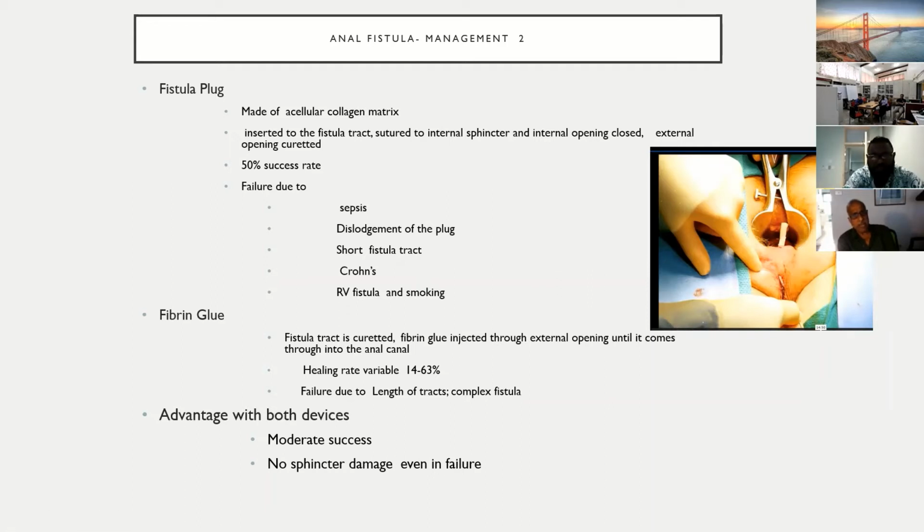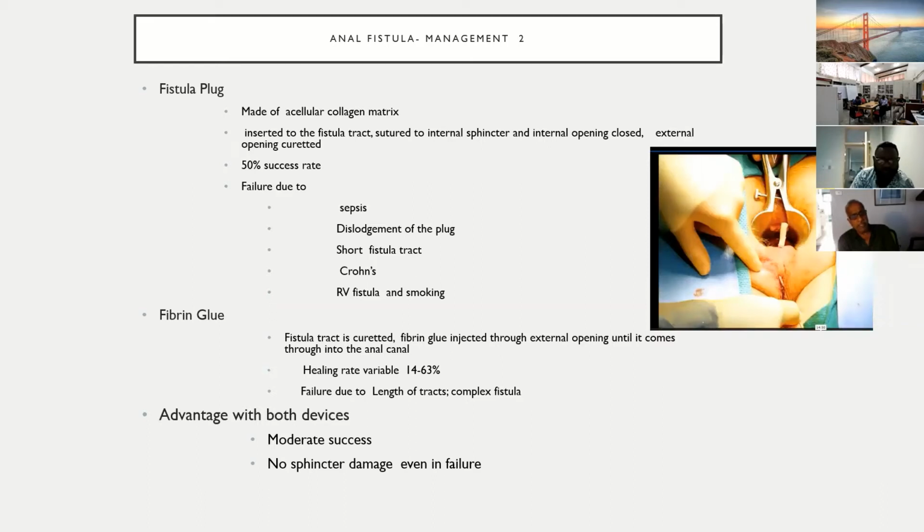Now it is made of acellular collagen matrix inserted through the fistula tract and sutured to the internal sphincter at the internal opening, and the mucosa is closed over. The external opening itself is curetted and left open. The success rate is about 50%. Failure often happens due to sepsis or dislodgement of the plug. If the fistula is short, then it may not work. Of course, Crohn's disease, rectovaginal fistula and smoking also affect it.